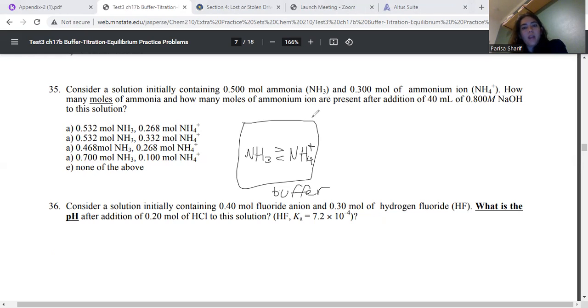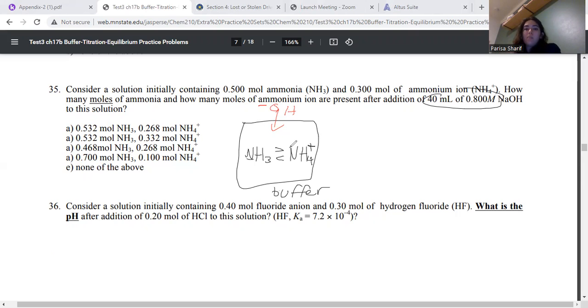So that means if we add a strong base or strong acid, we should not see the pH go up by too much unless we pass the equivalence point. So now let's see, it says how many moles of ammonia and how many moles of ammonium ion are present after we add some amount of base. So in this case, we're adding OH ions. That's what's important. We're adding OH minus. So this solution would become basic if we don't have the proper amount of what to react with it. Is the ammonia going to react with it or the ammonium?